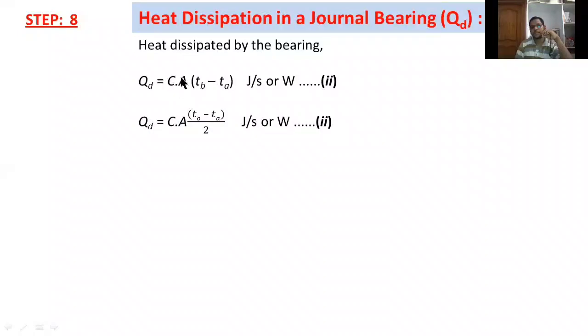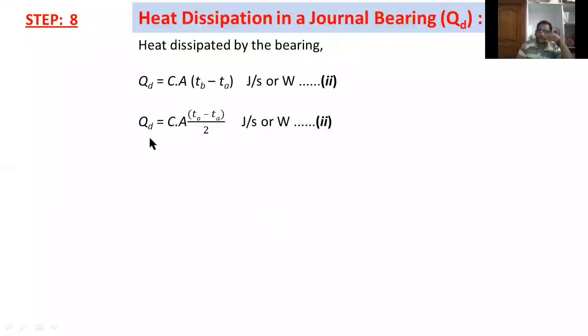Capital A is the projected area of a shaft, Tb is the bearing surface temperature, and Ta is the ambient temperature. Now if Tb value is not given, then you have to use T naught. T naught is the operating temperature minus Ta by 2. This is the formula for heat dissipation. The unit for heat dissipation is watts or joule per second.